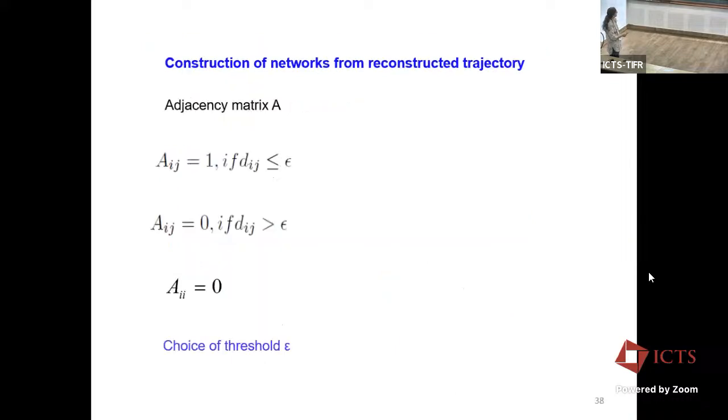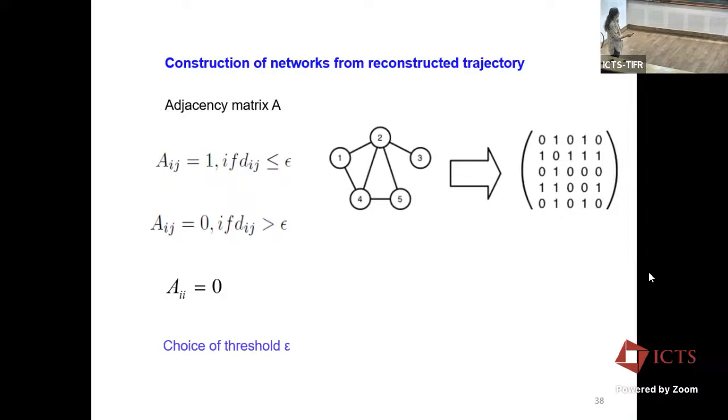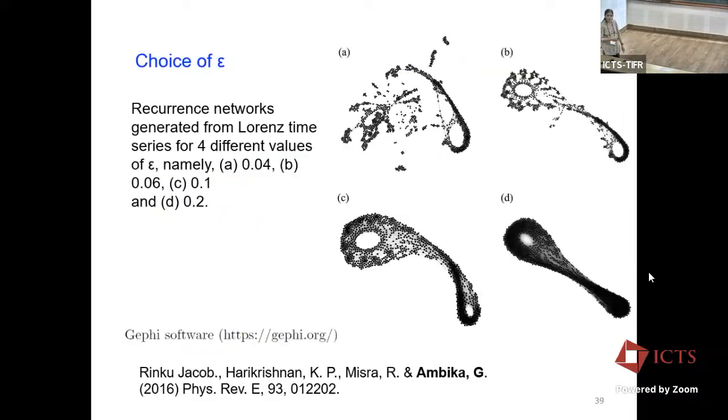So go on doing that, and then what you get is an adjacency matrix. If dij is less than or equal to epsilon, we say the matrix has value 1, otherwise 0, and we don't want any self connections or self loops, so the diagonal elements are all put equal to 0. And then we get this adjacency matrix. Suppose this is the network, this is the type of adjacency matrix that you get. And as we said earlier, this adjacency matrix can be obtained from the recurrence matrix also by removing the diagonal elements. So Rij minus delta ij is your Aij. Once you get the adjacency matrix, it contains all the information that is required from the network. Whatever you want to calculate, you can calculate.